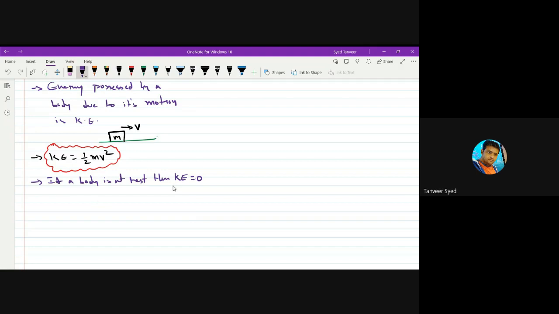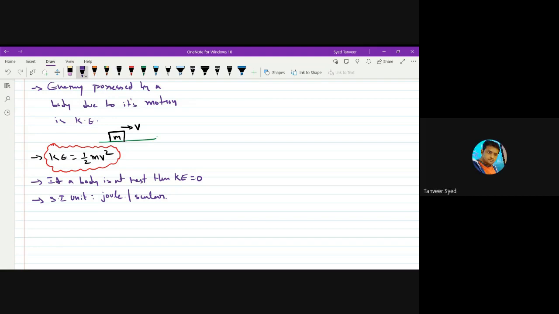Again, what is the unit in which we measure kinetic energy? Kinetic energy is also energy, so it is measured in joule. Sir, what is the formula if u is not 0? Same thing, half mv square. Sir, then won't we get different results?